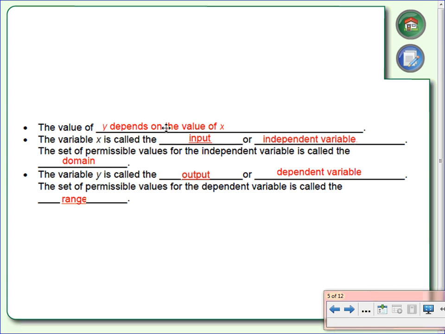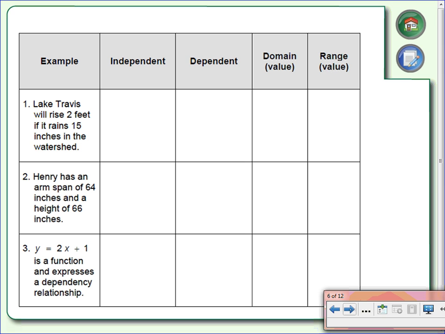So remember I said there were two words that I was going to add today? Those two words are independent and dependent. These are the two new words that we're adding. Remember, independent goes with the x, dependent goes with the y. That's what we're adding today. For right now, that's good enough.